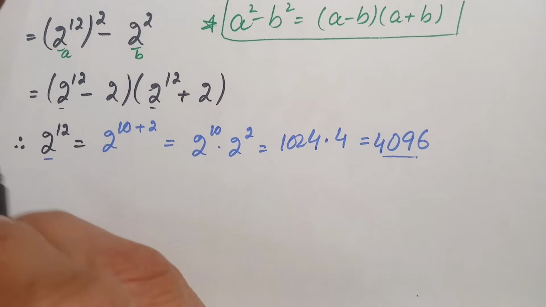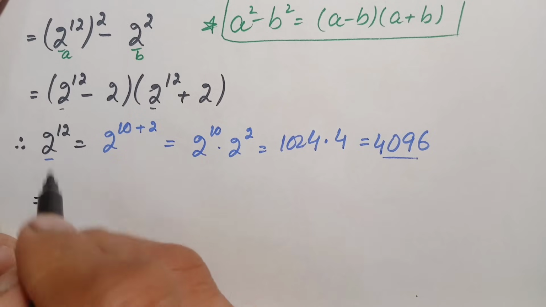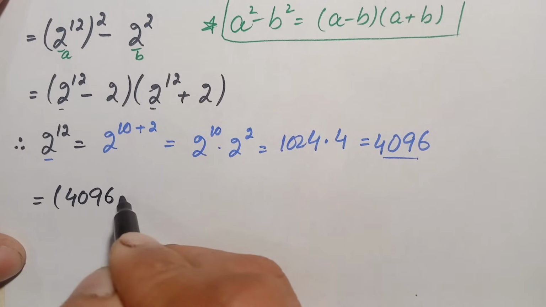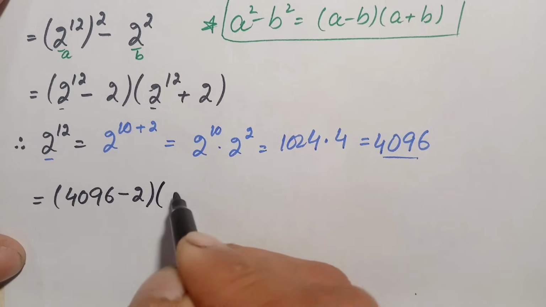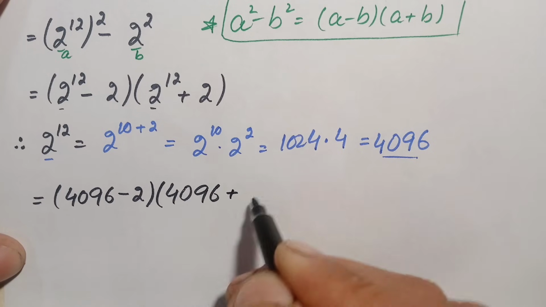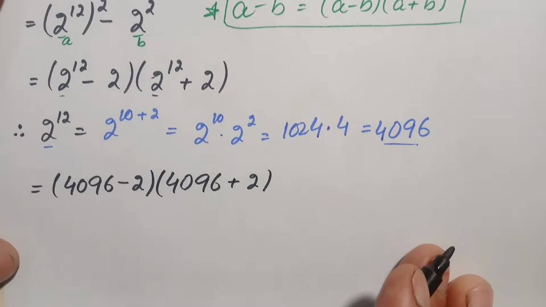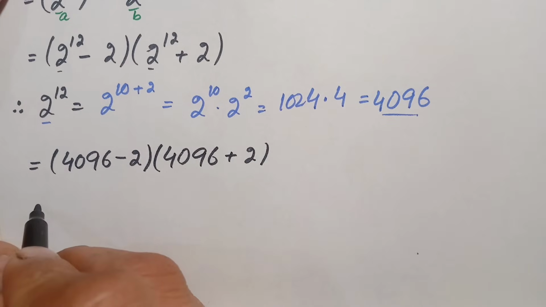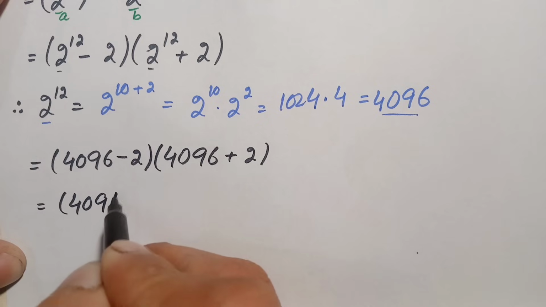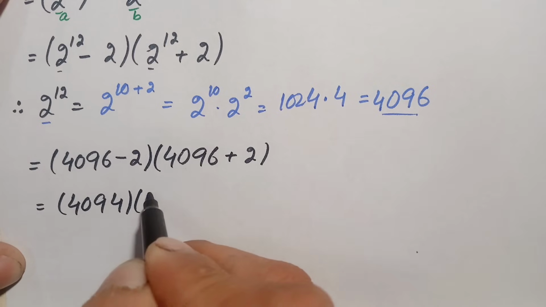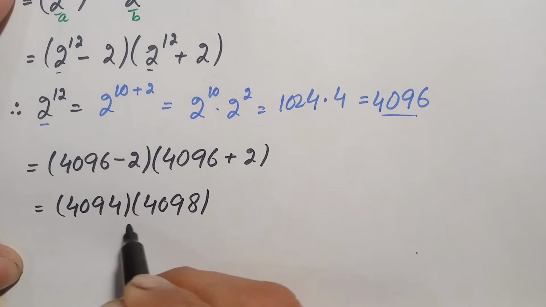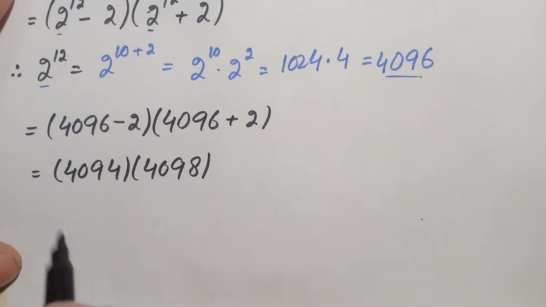So this will become 4096 minus 2 times 4096 plus 2. Now let's simplify these two numbers. So this gives 4094 times, this gives 4098. Here there are two possible ways to multiply these two numbers.